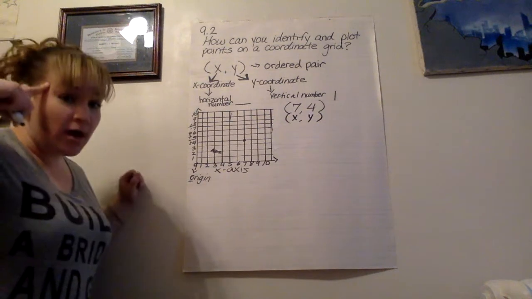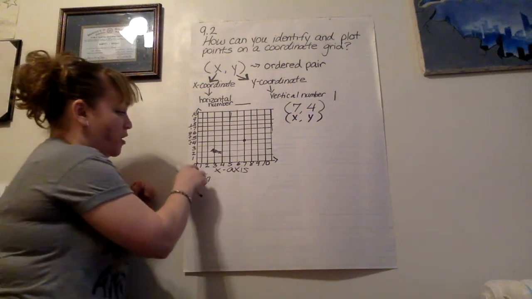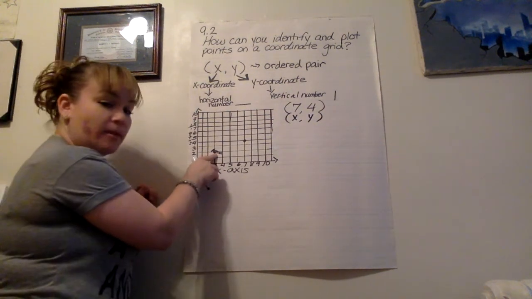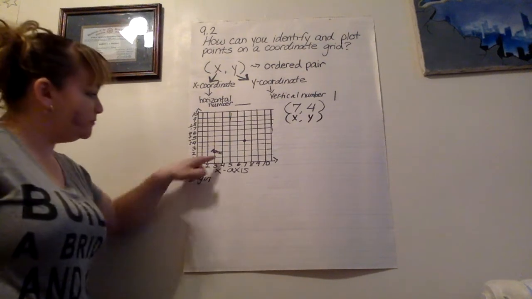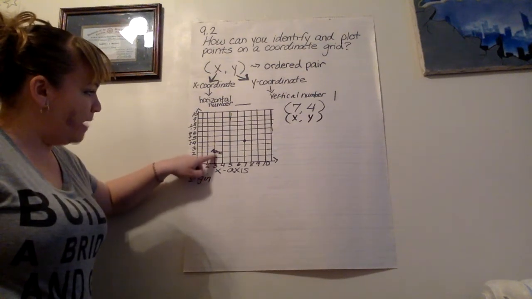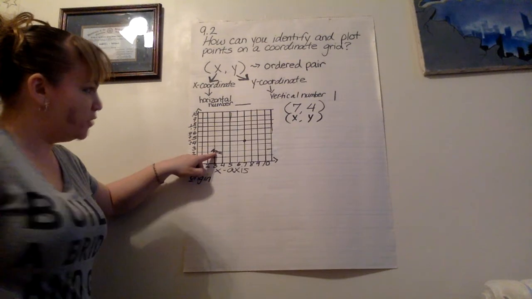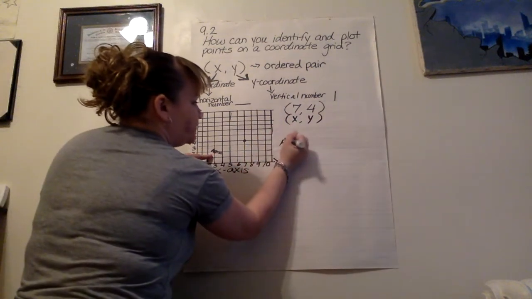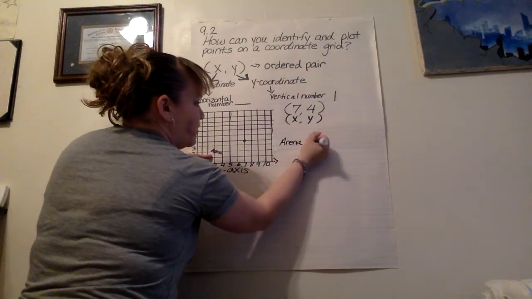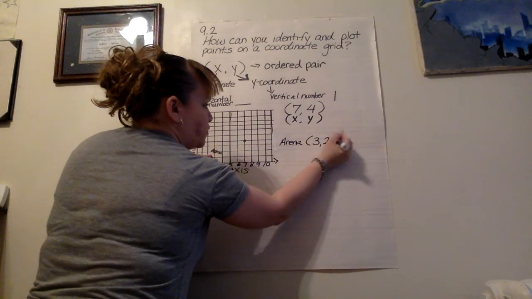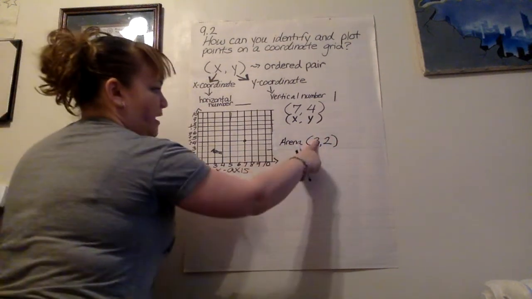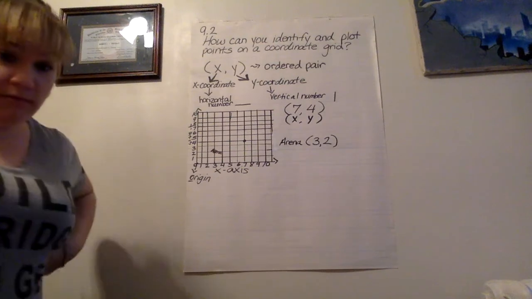Okay, I know that X comes first, so I'm going to look to see where the point is. It's at 3. And when I go up to the y-axis, it stops at 2. So the ordered pair of the arena is (3, 2). X, then Y. Not (2, 3).